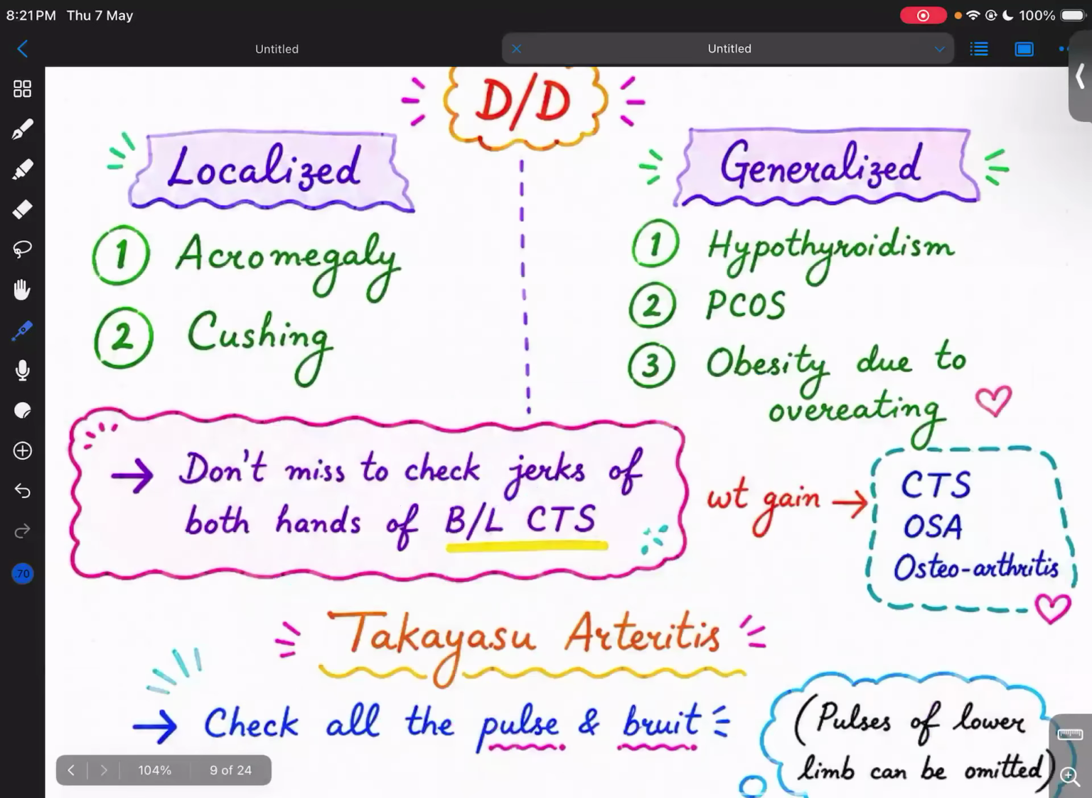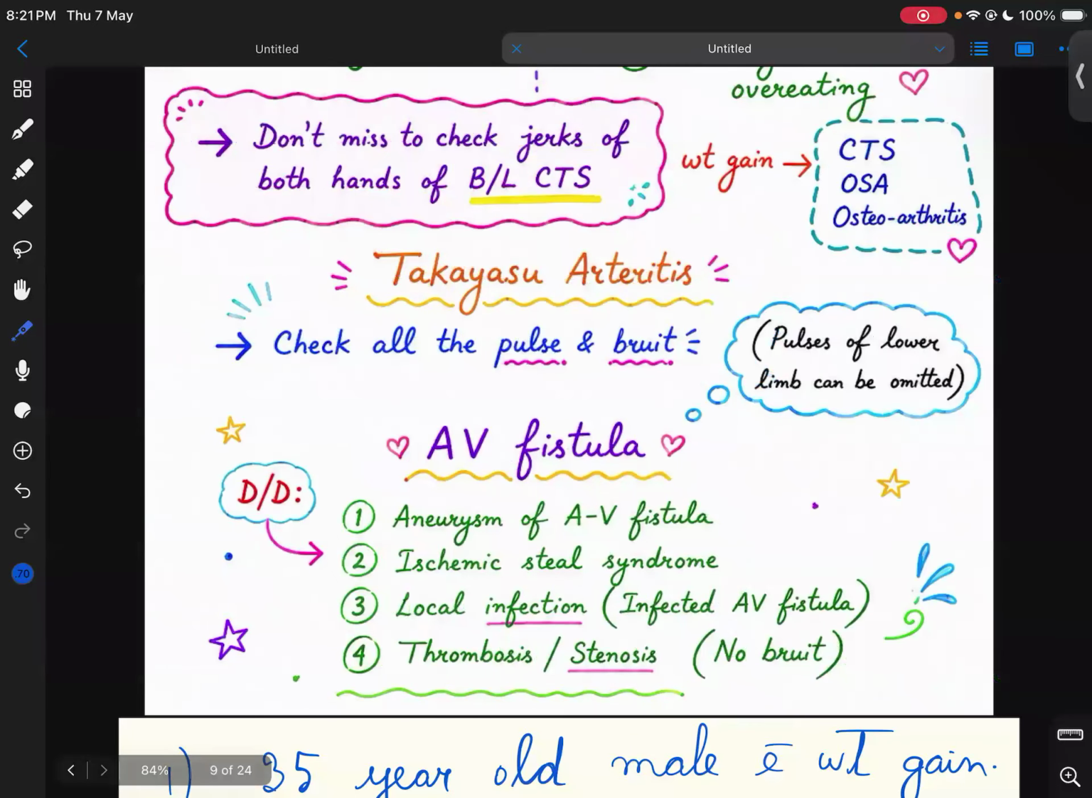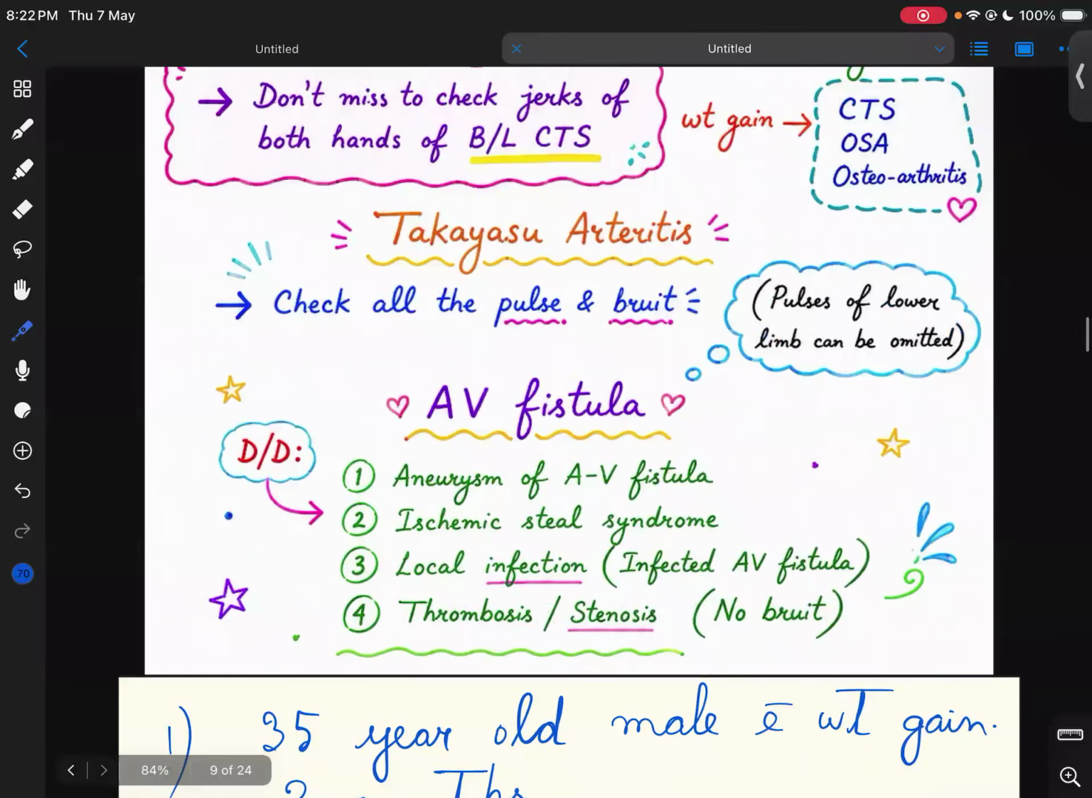Then we have to know what are the causes of pain in arteriovenous fistula. These are the 4 causes. The causes are, it can be due to aneurysm of that AV fistula. It can be due to ischemic steal syndrome. Ischemic steal syndrome means the blood supply is hampered to the distal portion of the AV fistula. So the distal portion of the AV fistula, that is the hands, the fingers, become ischemic, and the patient feels some pain.